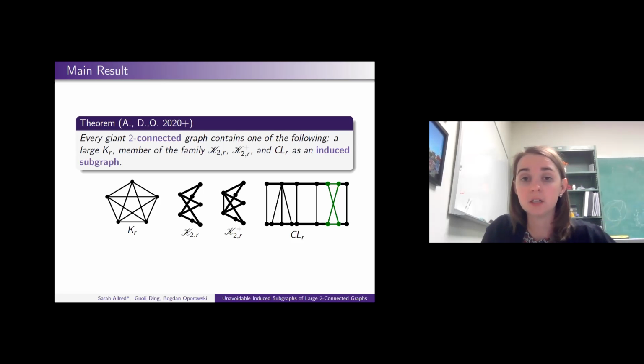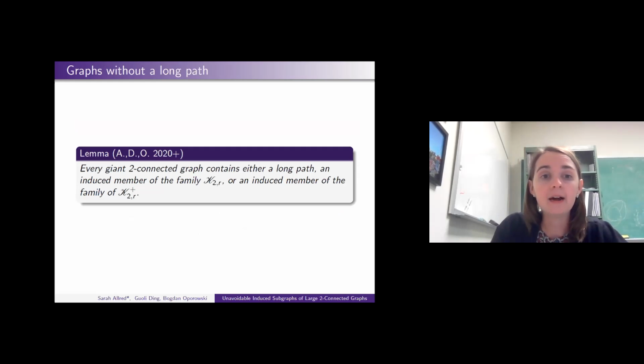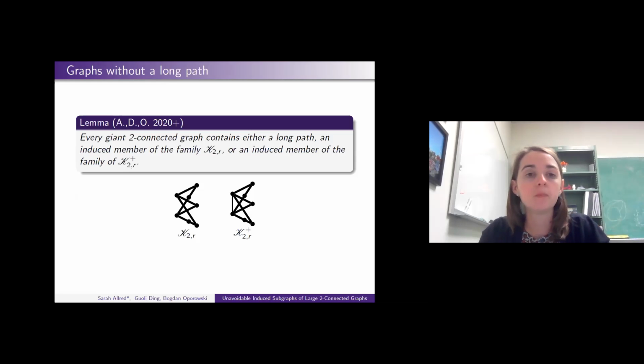And if it doesn't have a really, really long path, we can do that because we prove a lemma that says basically we either have in our giant 2-connected graph a really long path, or we have a member of the family K2R and K2R plus. As a reminder, these are the graphs we're looking at. So this lemma says our graph either has a long path or has a member of one of the 2 families in our theorem, in which case we're good. Looking at this case, I'm going to show you how we find the members of these 2 families.